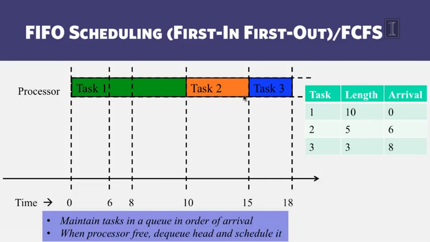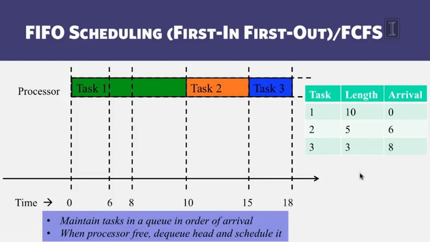It runs until completion, which happens at time 15, at which time, once again, the head of the queue, which is task 3 now, is dequeued and is scheduled on the processor. Task 3 finishes at time 18. So task 1 finished at time 10, task 2, which arrived second, finished at time 15, task 3, which arrived last, finished at time 18.